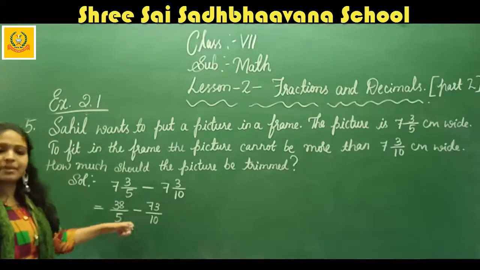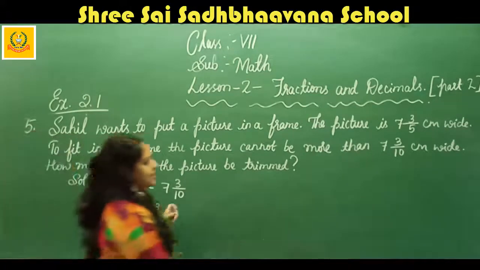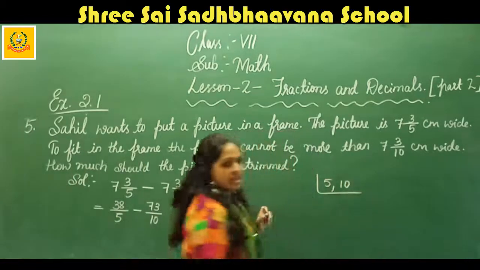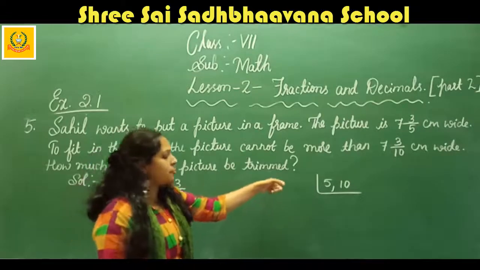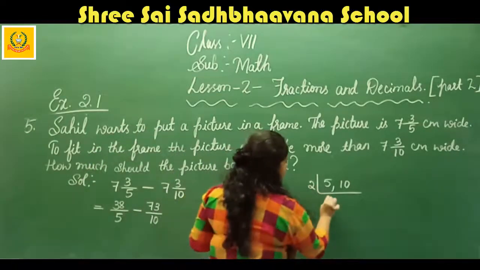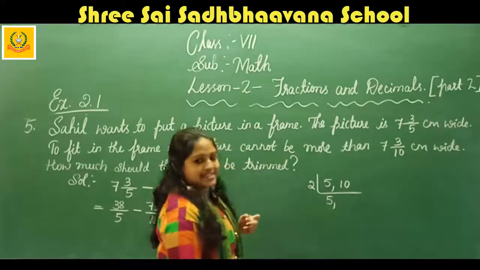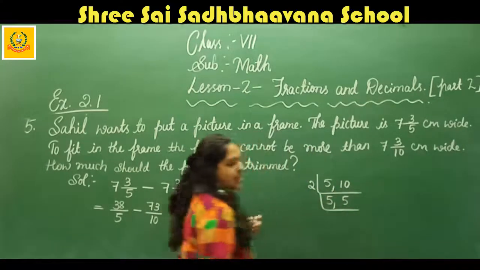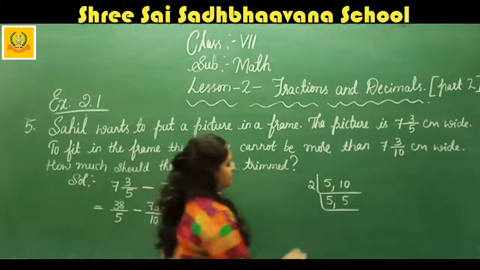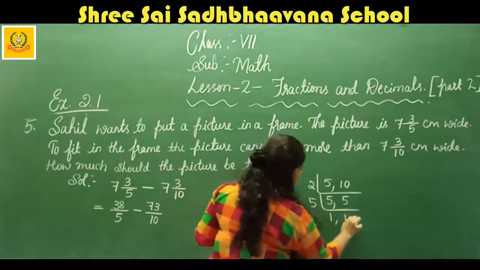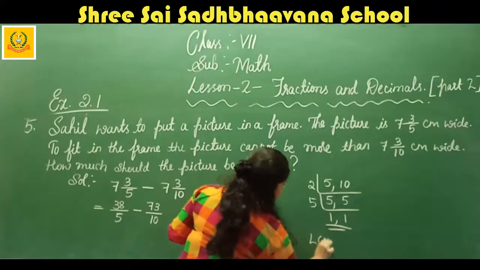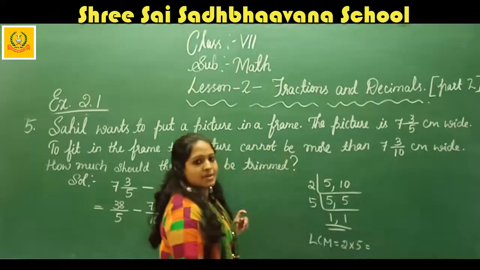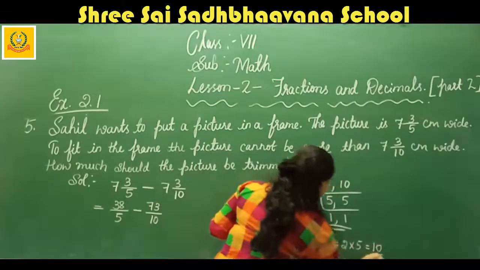No. Why? You have to make the denominator same. So let us take the LCM of 5 and 10. Yes, 5 and 10. So what you have to do? I will go with 2. Here I cannot divide, so I will write as it is. So 2, how many are 10? 2 5s are 10. Now I have to take the 5 only. 5 ones are 5 and 5 ones are 5. So LCM is equal to 2 into 5. 2 5s are how much? 10. 10 is my LCM.